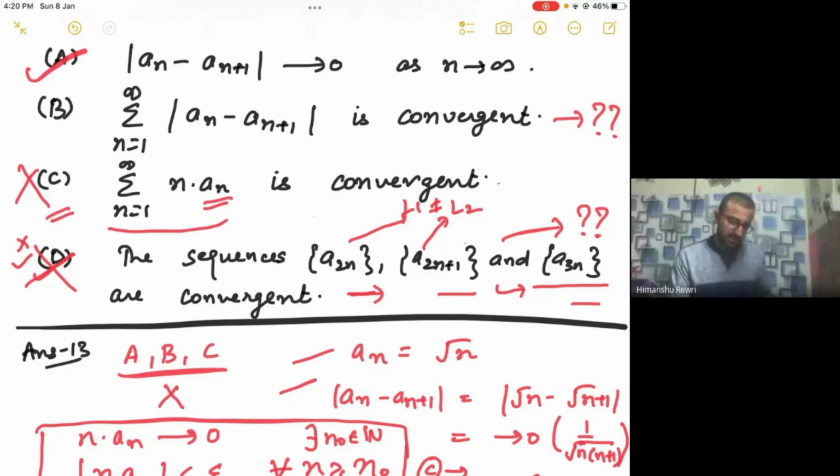Yes, option D. I am saying that if these are all convergent, then a_n is also convergent. So this I want to prove. That means I want to prove that wherever a_2n converges, a_(2n+1) converges, and a_3n converges, then they will converge to the same limit point, say L. So now how will you prove that the limits of all the sequences are the same?